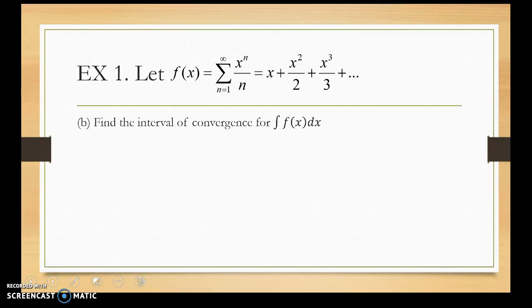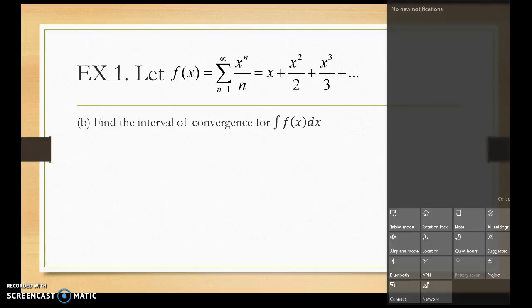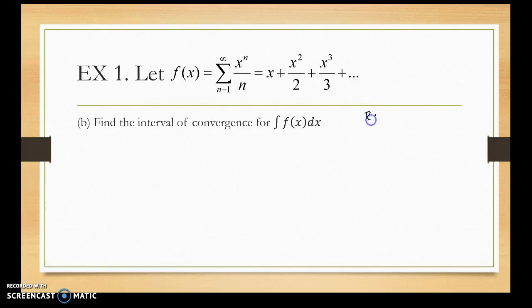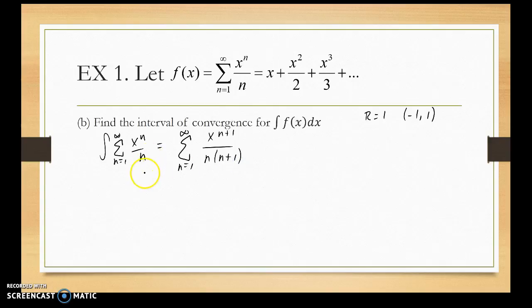Part B, find the interval of convergence for the antiderivative of f of x. So we know the radius is 1. We're testing the endpoints of -1 and 1. So now let's find a series for the antiderivative. I'm writing it out just so you can see it doesn't change. This would be the sum from 1 to infinity, add 1 to the exponent, divide by the new exponent. Don't forget the n, which is part of the original series.